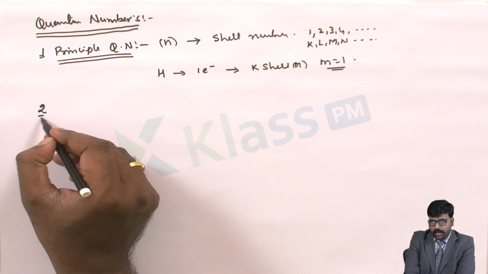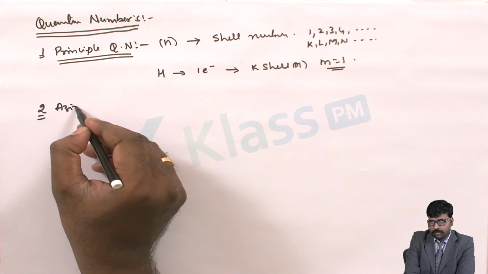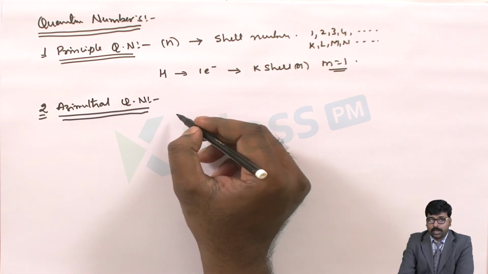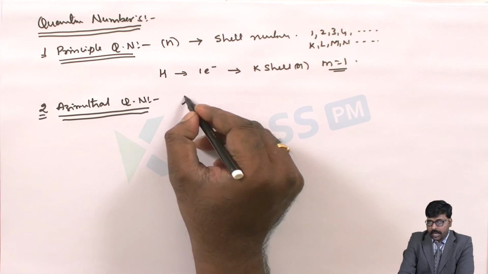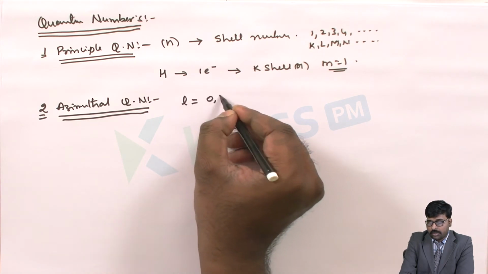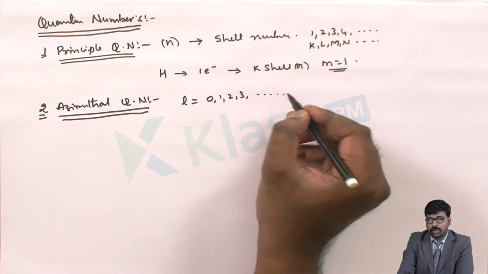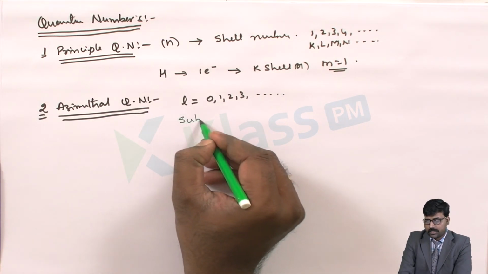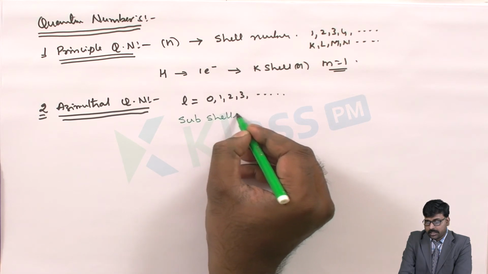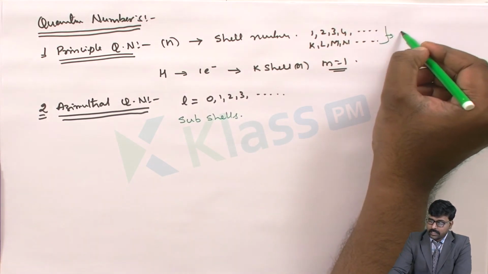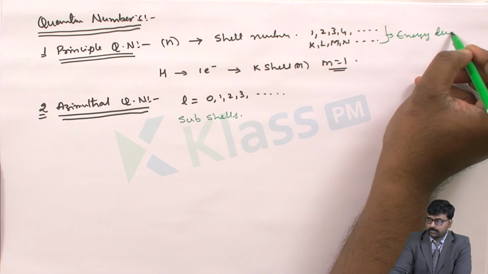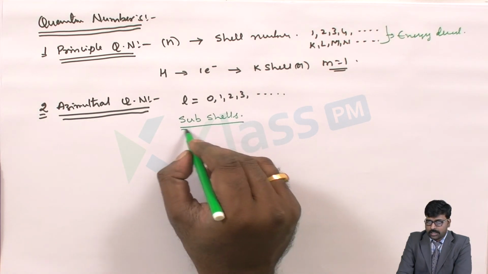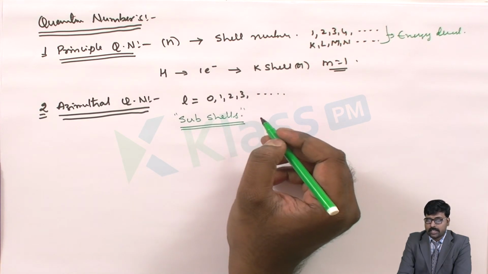And then the second quantum number is the azimuthal quantum number, or we can call it the angular momentum quantum number. This quantum number is denoted by L, and L starts with 0, 1, 2, 3 and so on. This azimuthal quantum number deals with the subshells or sub-energy levels, we can say. Each shell is one energy level. In the same way, the subshells or sub-energy levels are given by the azimuthal quantum number.